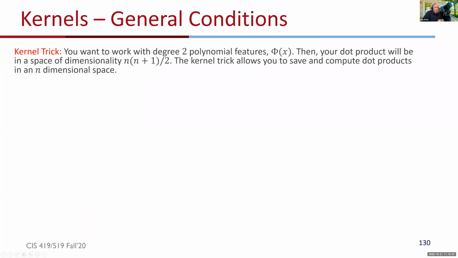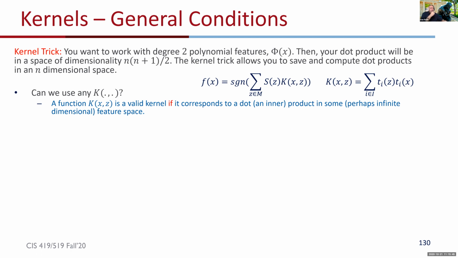But let me summarize it before we explain how general this trick is. The summary is, we want to work with degree 2 polynomial features, phi of x. And in this case, the dot product will be in a space of dimensionality order of n². The kernel trick allows you to save and compute the dot product in the n-dimensional space. So, okay, can you use any k that you want? And the answer is not exactly. The trick is valid if it corresponds to a dot product. You'll see it sometimes as inner product in some dimensional space. Could be even infinite dimensional space, but some features, some dimensional space.